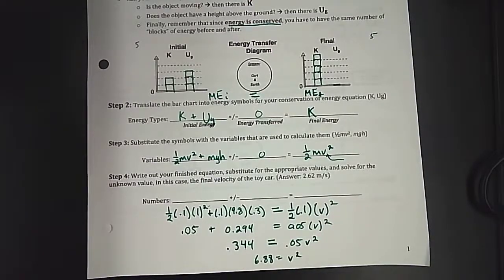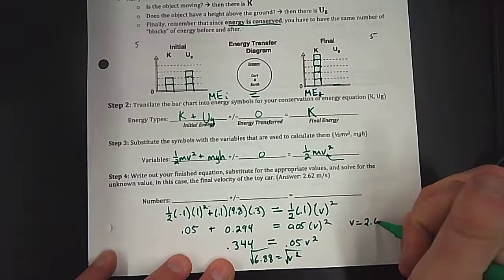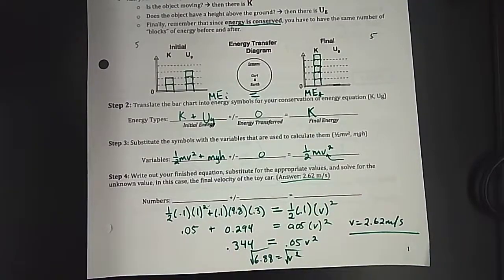Now I want velocity on its own, so I'm going to take the square root of both sides, and my final velocity is going to be 2.62 meters per second, which in this case we give you the answer. So you kind of know what you have to end up with after setting up all the problems and everything.